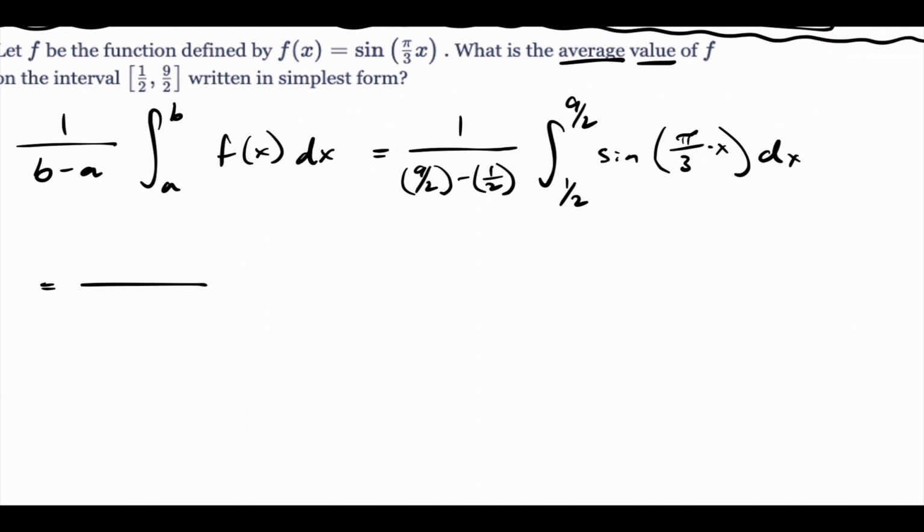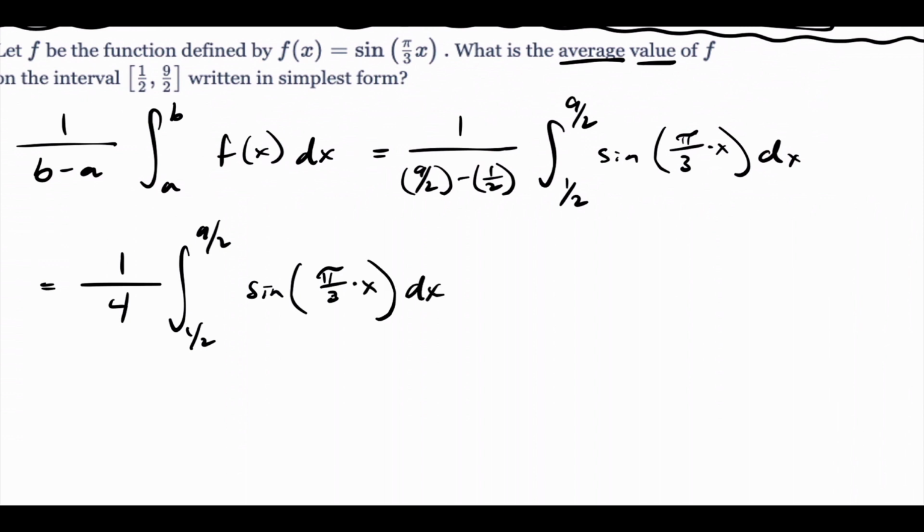So the better you can do mental math, the easier this is going to be. So if I subtract 9/2 minus 1/2, I get 8/2. What is 8/2? 4. So it's 1/4. Okay. And then I have 9 over 2, 1/2, and then I have sine of pi over 3 times x dx.